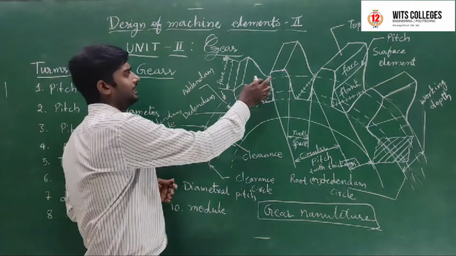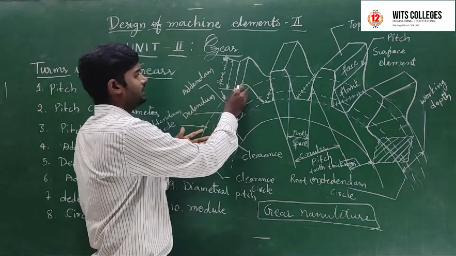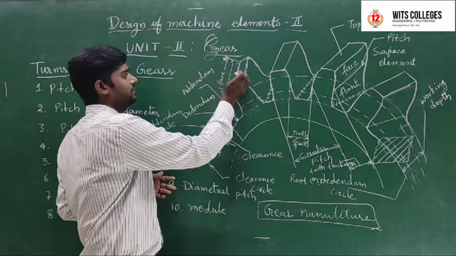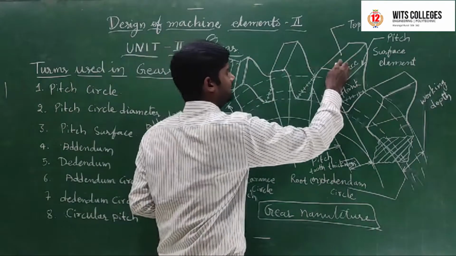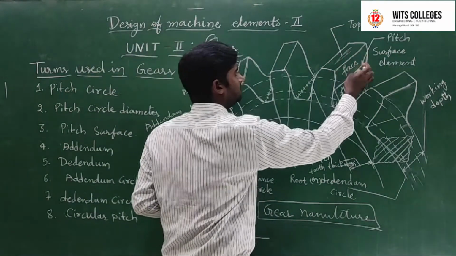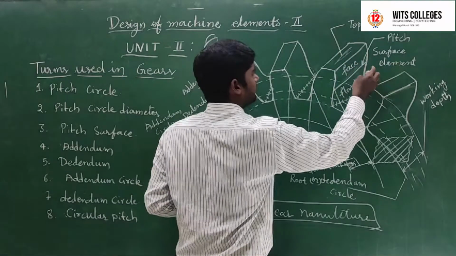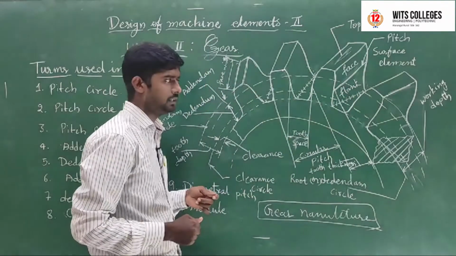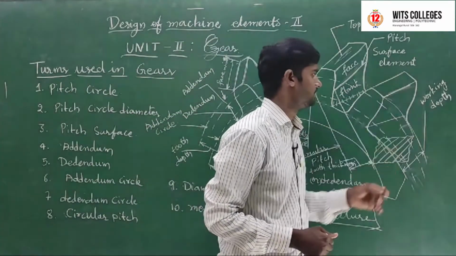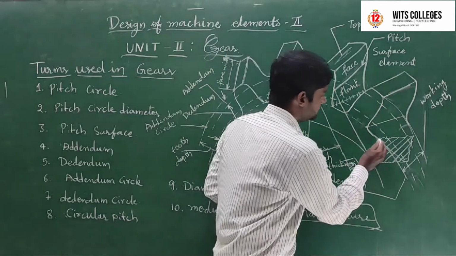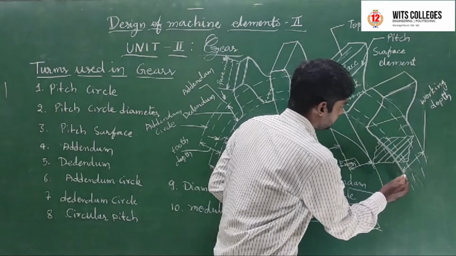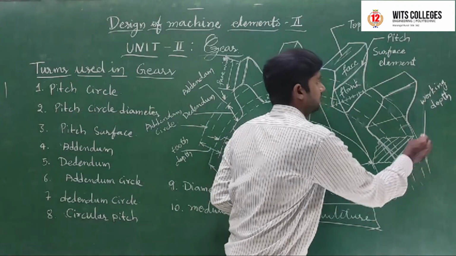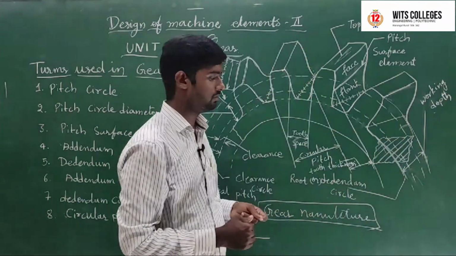Like in this gear, the top of the gear width is the face width, and this is the top land, the total top land, the face, the pitch surface element, and the flank. Another one is working depth: from the bottom of the gear to the top of the gear, this distance is the working depth.